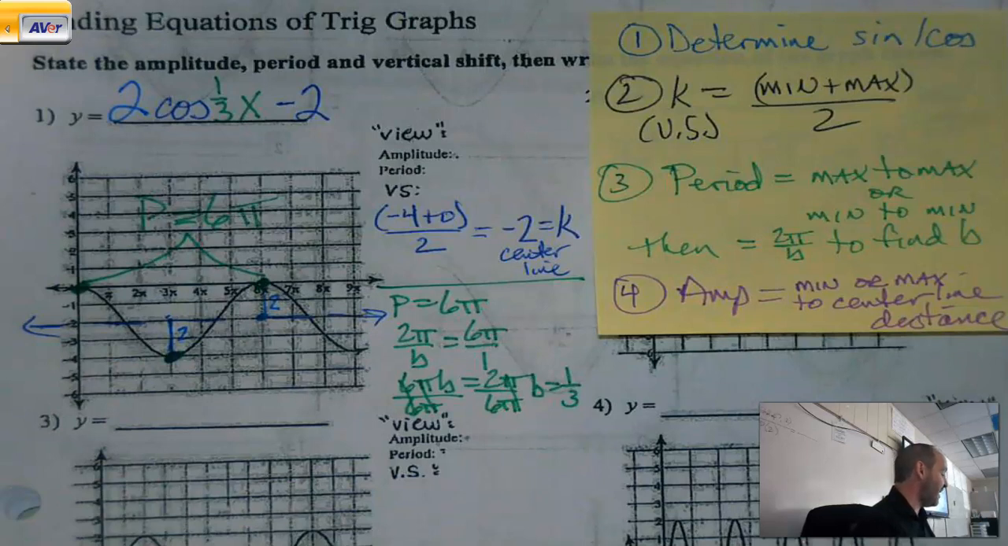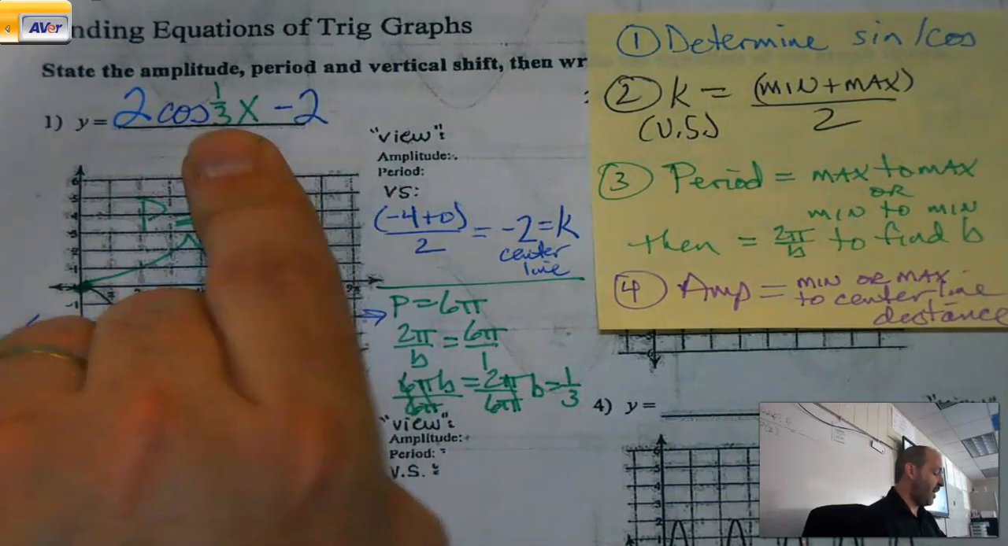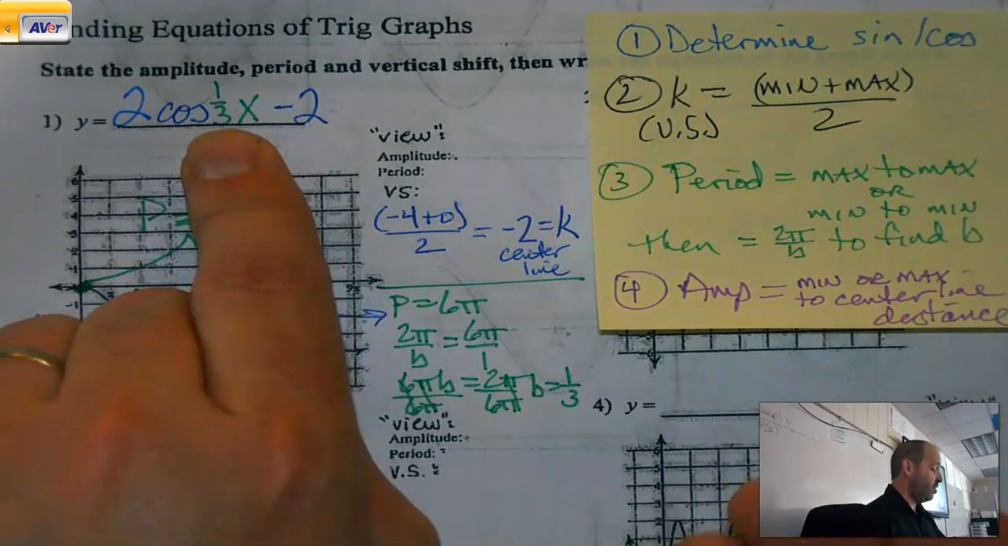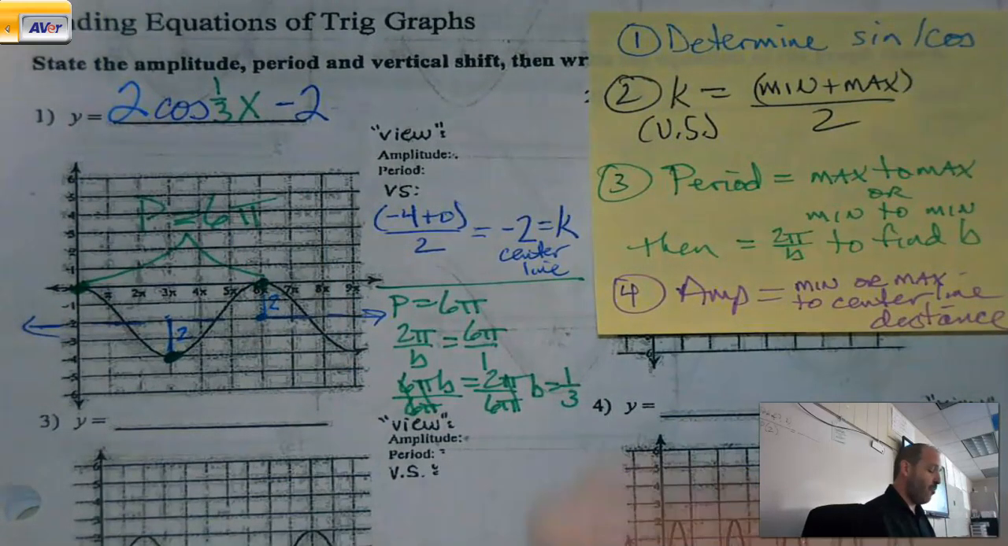So it's that same process, those same 3 things I'm trying to find every time. Do I have a vertical shift? What's my period, or what's my b value? And then what's my amplitude? Same order, same way, no exceptions.